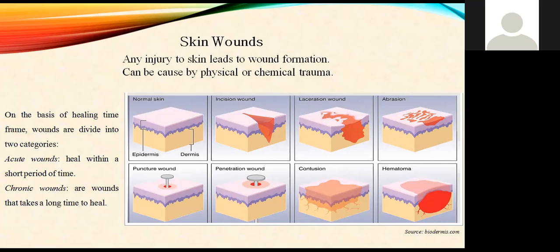And there are two other categories on which wounds are divided on the basis of healing time frame. These are acute wounds and chronic wounds. The acute wounds heal within a very short period of time, and the chronic wounds are the wounds that take a long time to heal or do not heal at all. This is the third slide.